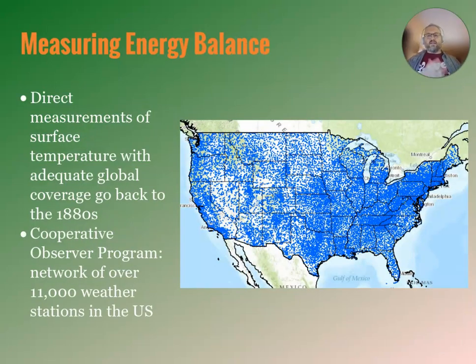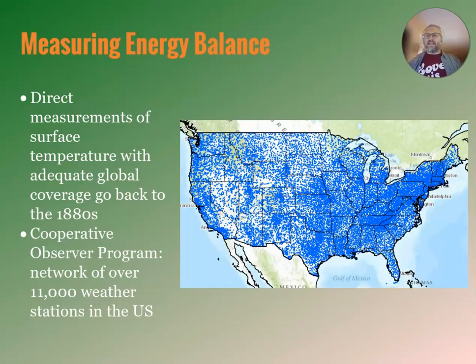Okay, so that's some of our ways of measuring our radiative forcings. What about the energy balance of the Earth? The balance between energy coming in, energy going out, and the resulting temperature of the Earth. Well, we have direct measurements of surface temperature that have adequate global coverage to be able to calculate global temperatures going back to about the 1880s.